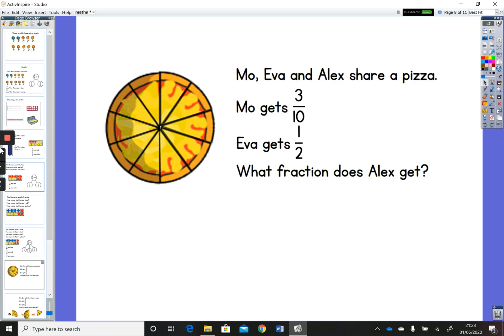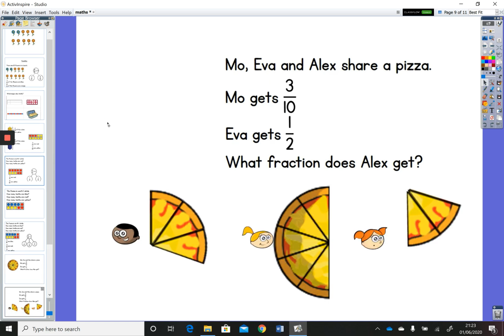And I've drawn the picture of the pizza, and you can see that there are 10 parts. 1, 2, 3, 4, 5, 6, 7, 8, 9, 10. 10 equal parts. And I'm just going to show you on the next slide what that would look like. So Mo gets 3/10. If you think about it, he gets 3 slices of that pizza. And then Eva gets a half. Well, a half of 10, of course, is 5. So she gets 5 slices of that pizza. So she's this girl in the middle here. 1, 2, 3, 4, 5.